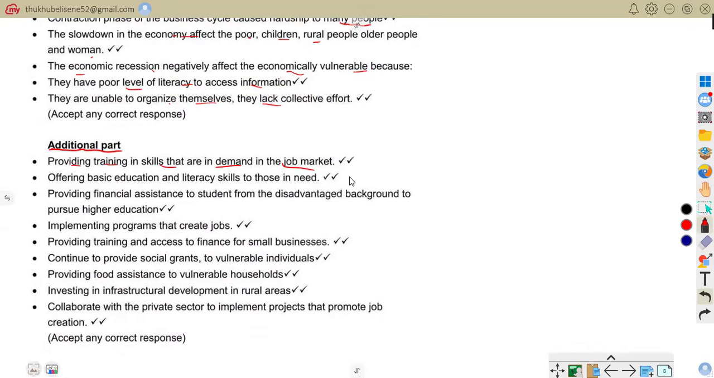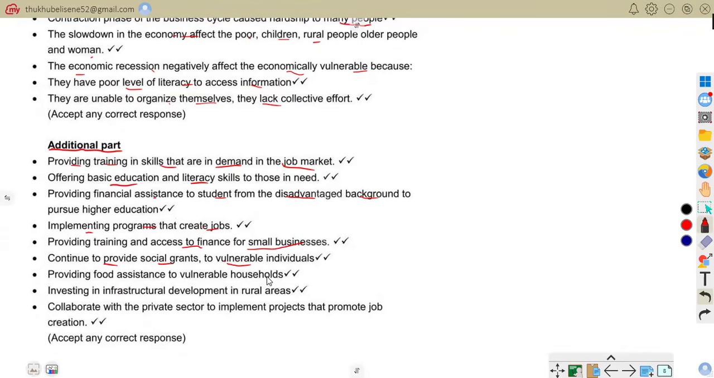This teaches skills needed in the job market. Offering basic education and literacy skills to those in need improves reading, writing, and numeracy. Providing financial assistance to students from disadvantaged backgrounds helps them access higher education. Implementing programs that create jobs means government funds projects to create employment. Provide training and access to finance for small businesses, which helps entrepreneurs start or expand businesses.